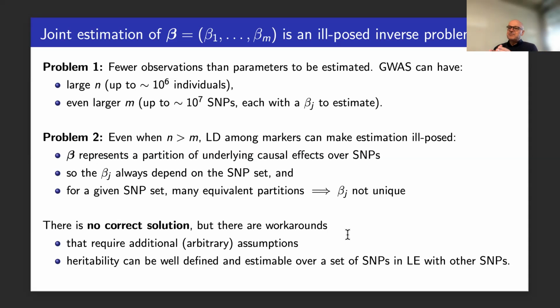because when you've got one SNP at a time, it's pretty clear what's going on. You're talking about the marginal effect of that SNP, which is all the causal effects that it tags. But when you've got a multiple SNP regression model, the underlying effects can be allocated to different SNPs in a whole lot of potentially equivalent ways. There's no unique solution, and basically we have to come up with workarounds that seem to work in practice.